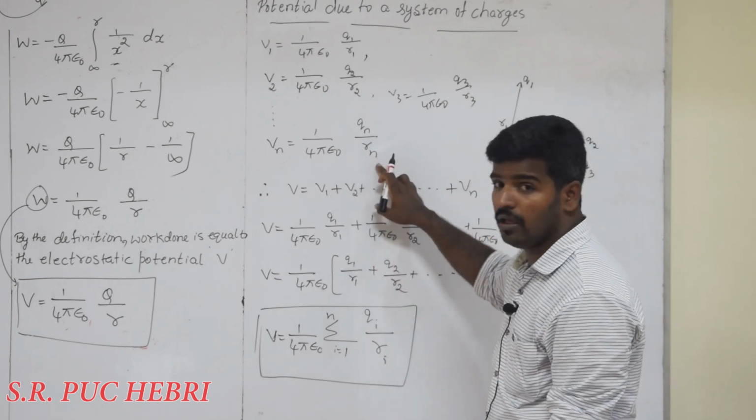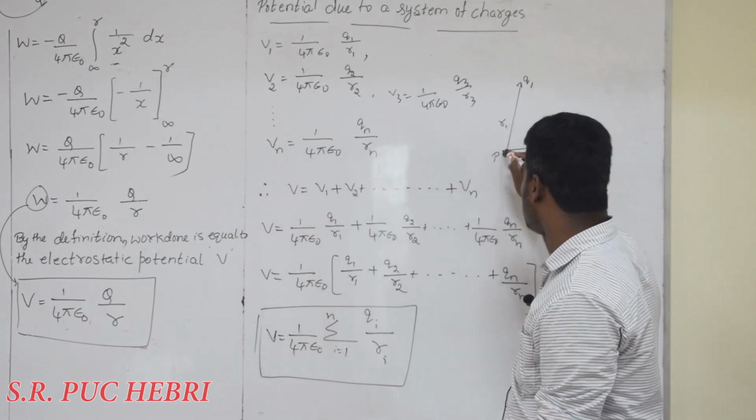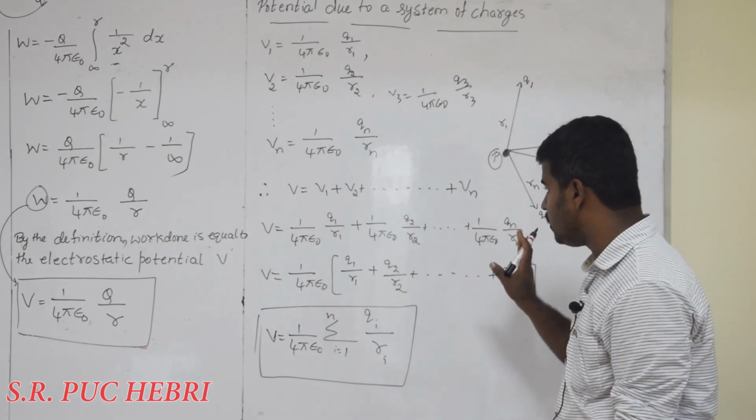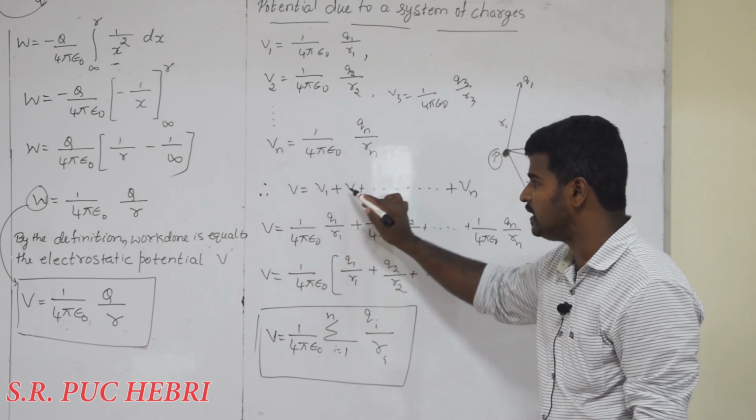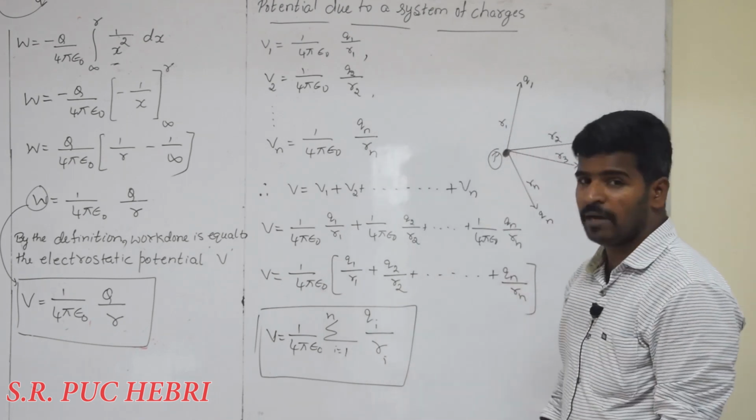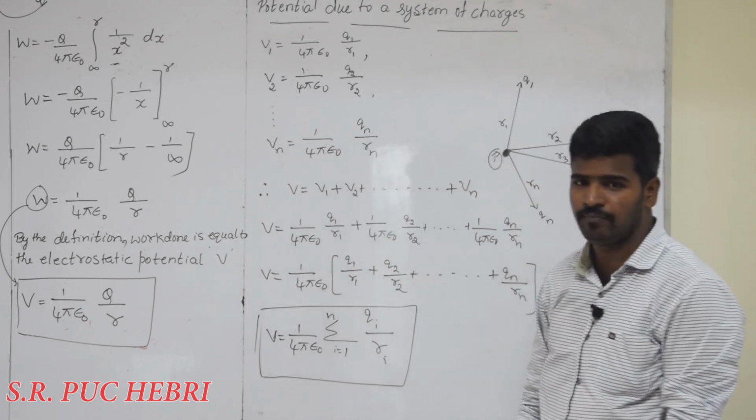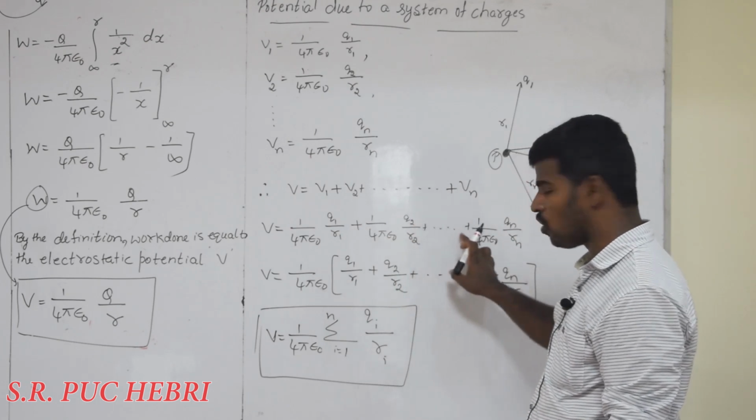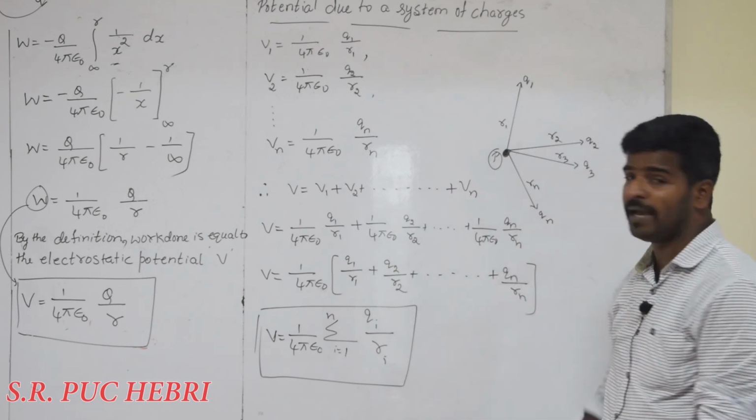Then, according to the superposition principle, the total potential at the point P due to the system of charges is given by V is equal to V1 plus V2 plus and so on up to Vn. By substituting, V is equal to 1 by 4 pi epsilon naught Q1 by R1, the value of V1. The value of V2 will be 1 by 4 pi epsilon naught Q2 by R2, and so on, plus the Vn value will be 1 by 4 pi epsilon naught Qn divided by Rn.